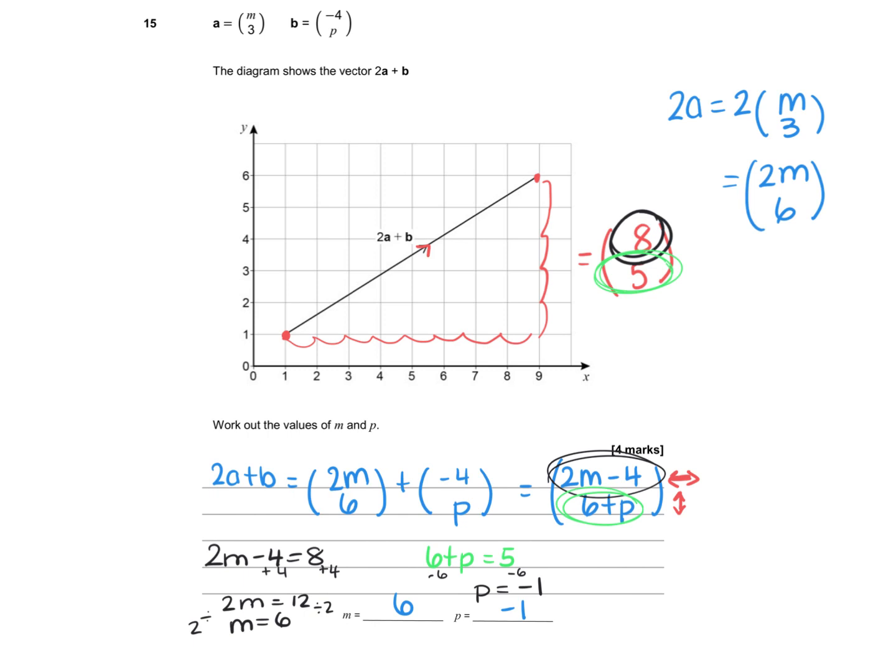I like that question. That's quite neat. Don't know how you feel about that. There might have been another way to get there, but 6 and minus 1 is what we're looking for.